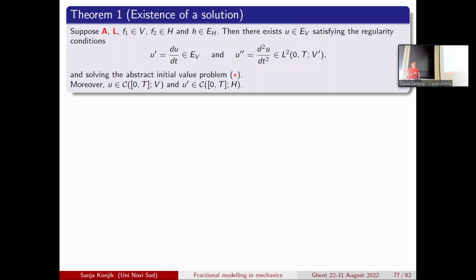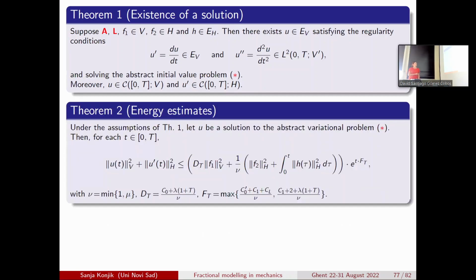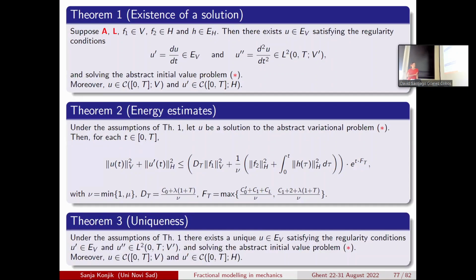Also, this abstract setting will of course be used later on for our concrete problem. We were able also to prove energy estimates. They are necessary later on for proving uniqueness of the solution. So we proved these energy estimates for our solution U, and then also uniqueness of the solution. So those are results for the abstract problem.